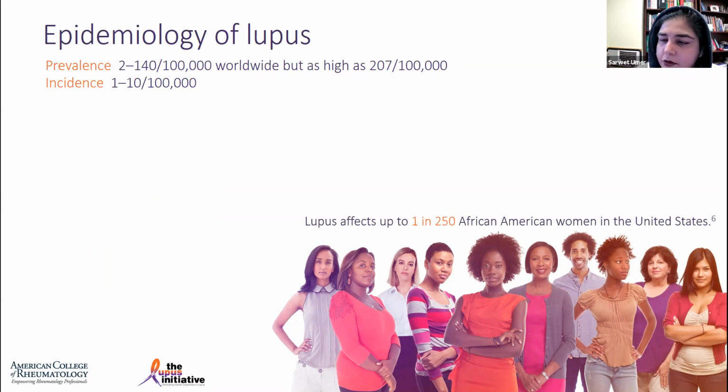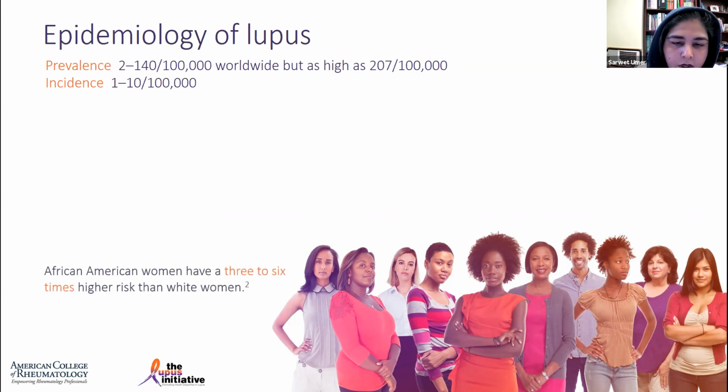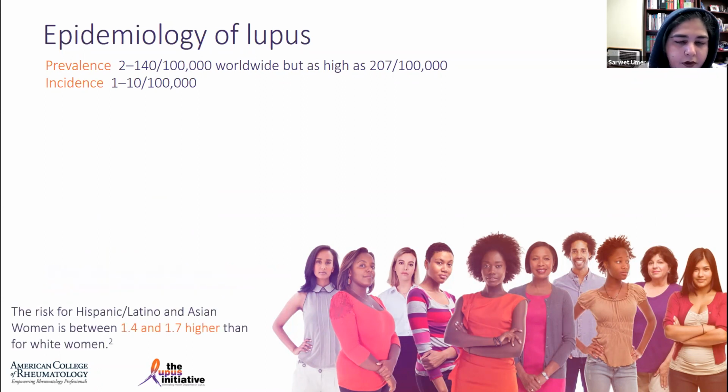Lupus affects 1 in 250 African American women in the United States, something that we need to repeat a couple of times so we can remember to look at the features of lupus in these patients more carefully. African American women have a 3 to 6 times higher risk than white or Caucasian women. The risk for Hispanic and Asian women is between 1.4 and 1.7 times higher than for white women.